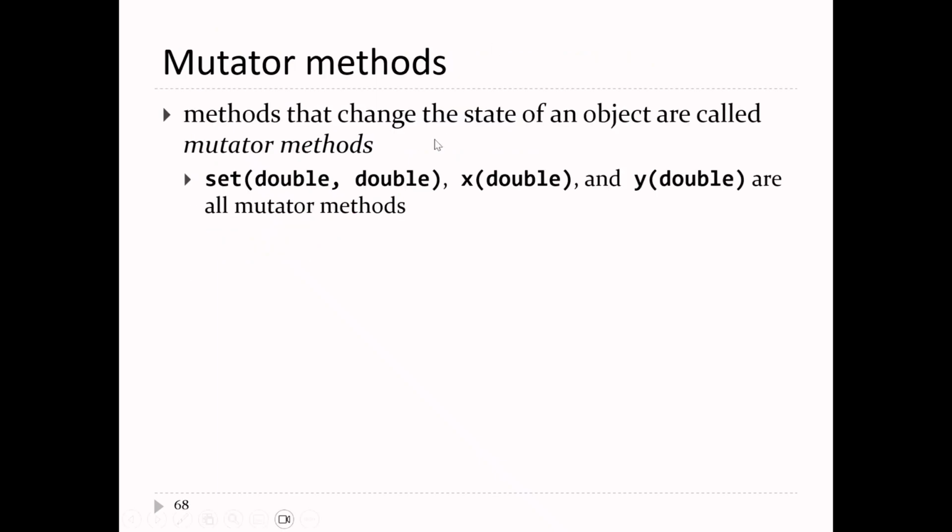And so methods like set, that version of x and that version of y, they change the state of the object. Any method that changes the state of the object is referred to as a mutator method, mutator meaning it mutates or changes the state of the object. Usually mutator methods are called set something. So many Java programmers would say setX and setY, or setCoordinates. I'm lazy, so I just call it x and y.